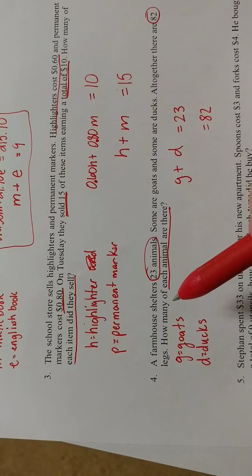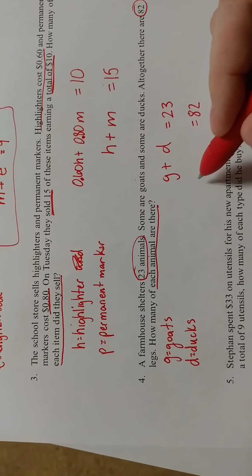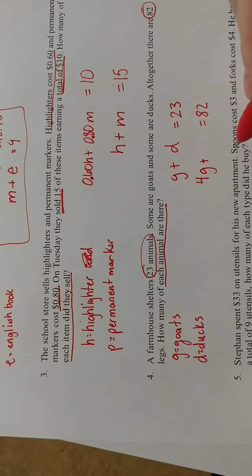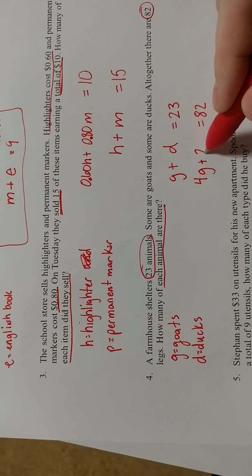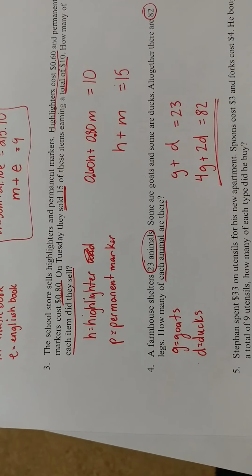Now the next one is legs. It didn't mention legs in here because it expects you to know how many legs the goats have. Goats have 4 legs. How many legs do ducks have? 2 legs. That's your equation.